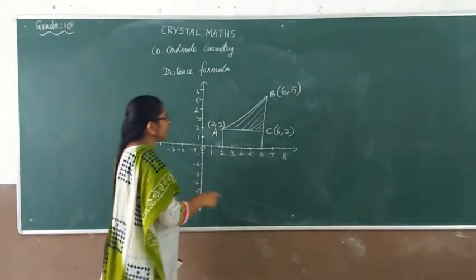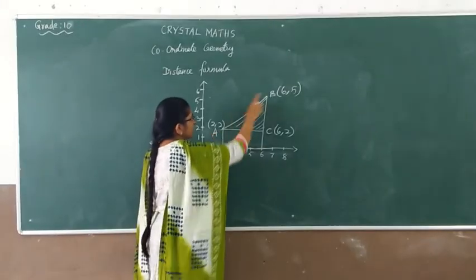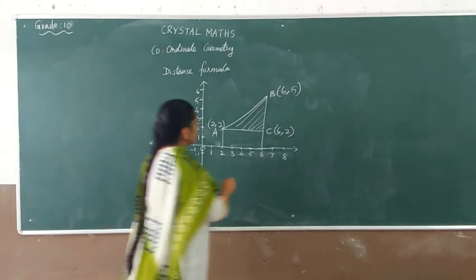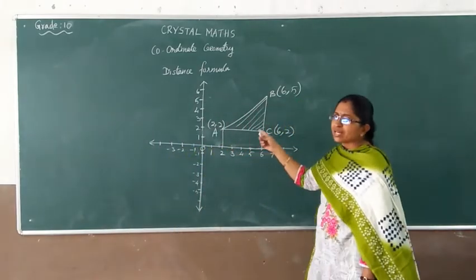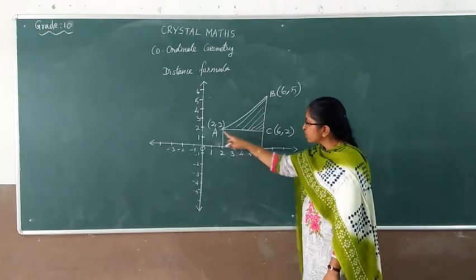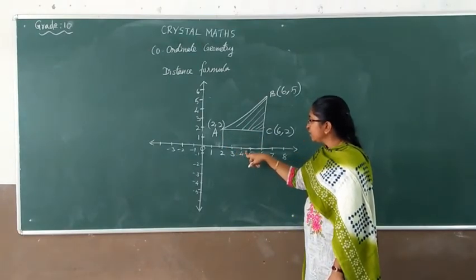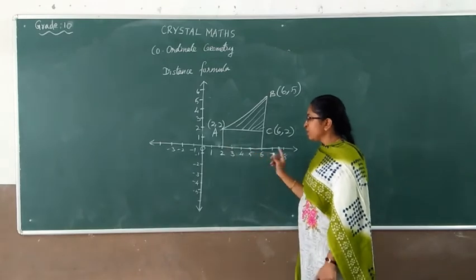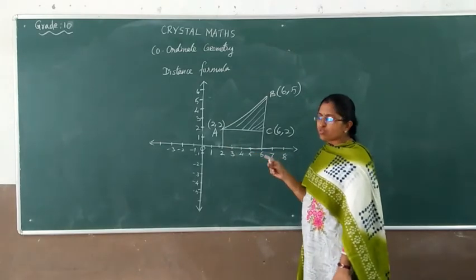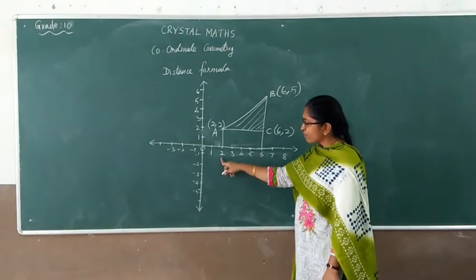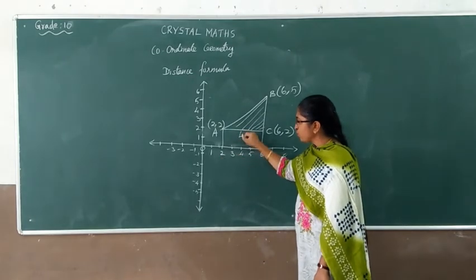Now we need to find the distance between A and B. Now, look at the graph. We can find that. What is the distance here? This is nothing but 1, 2, 3, 4. 4 units are there. So, how are we getting the 4? We are subtracting 6 minus 2 and mentioning it as 4 units.